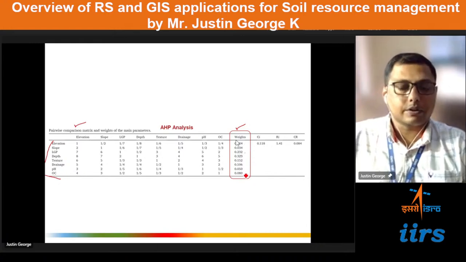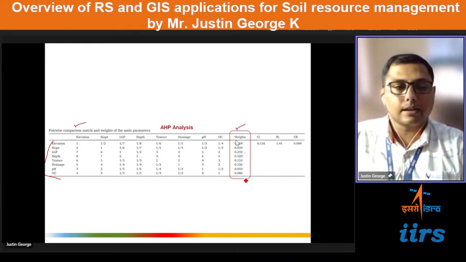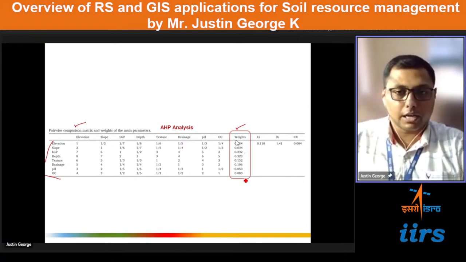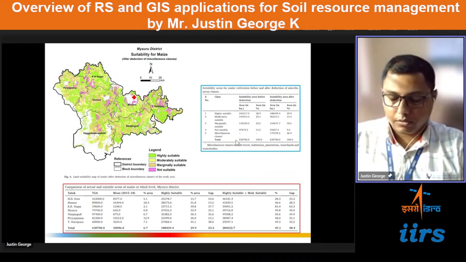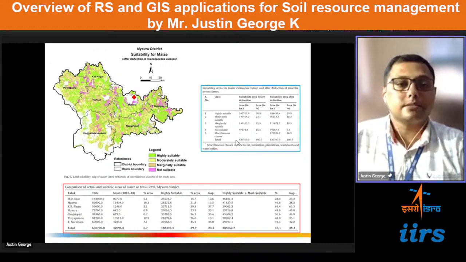So from this we can understand that all the different parameters are not equally important for deciding the suitability of a particular tract or area for a particular crop. Here in this case, it is maize. Based on the weighted overlay, this is the suitability map of the entire district after deduction of the forest as well as the settlement areas.